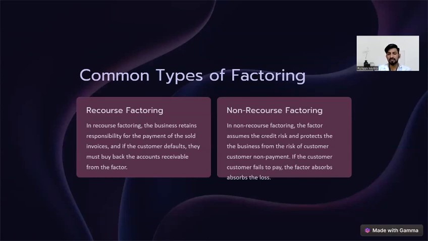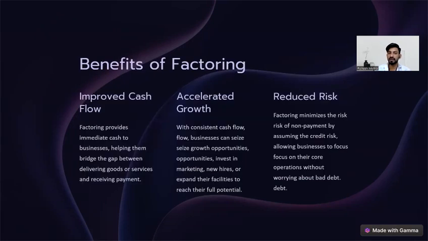There are two types of factoring which are really very common. One is known as recourse factoring and another one is known as non-recourse factoring. Very easy to remember. Firstly, in recourse factoring, the business retains responsibility for payment of sold invoices, and if the customer defaults, they must buy back the accounts receivable from the factor. On the other hand, in non-recourse factoring, the factor assumes the credit risk and protects the business from the risk of customers' non-payment. If the customer fails to pay, the factor absorbs the risk and all the losses.